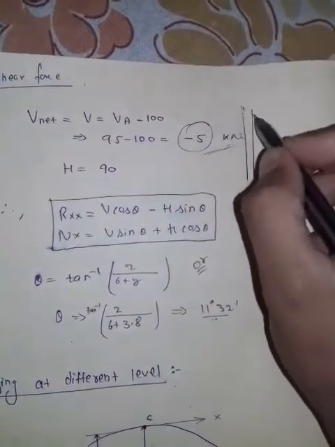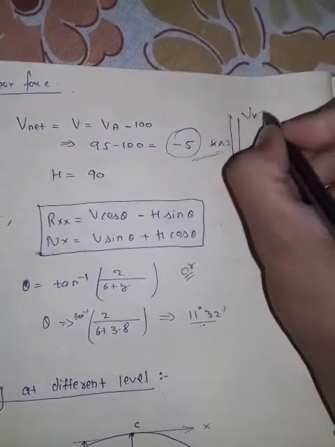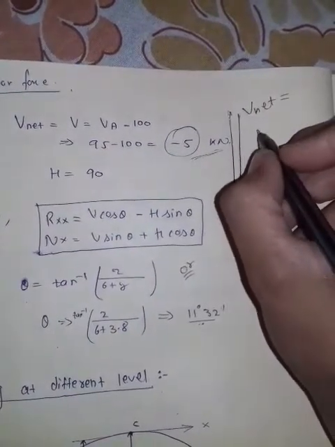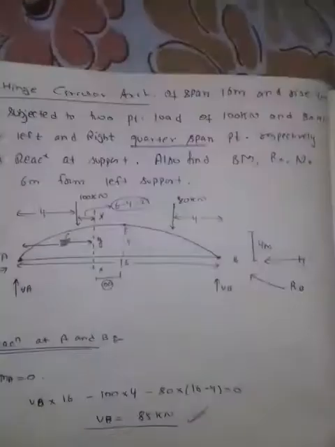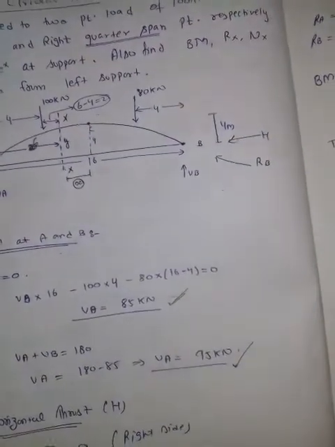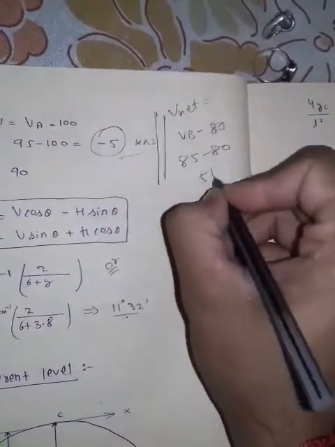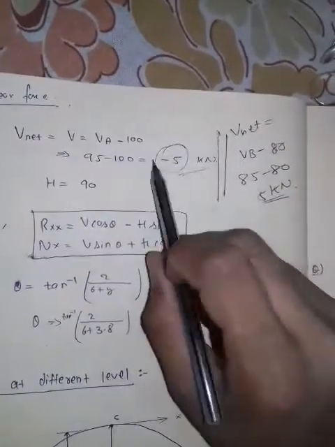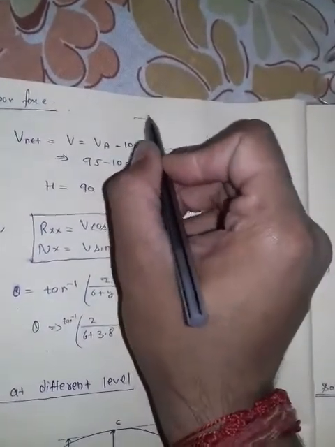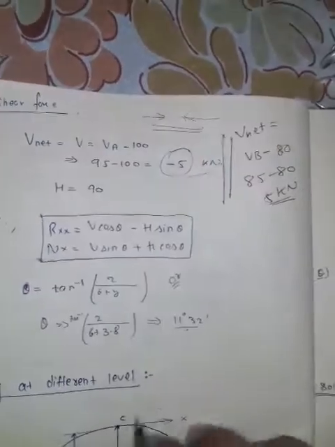Okay, so for your check, I consider the right part. So V net on the right hand side part is Vb minus this 80 kilonewton, and the value of the Vb is 85 kilonewton. So 85 minus 80, that is 5 kilonewton. So equal in the opposite directions. So this will balance. Minus 5 is in this direction and the plus 5 is in this direction. Okay, so minus 5 and 5 both are equal.